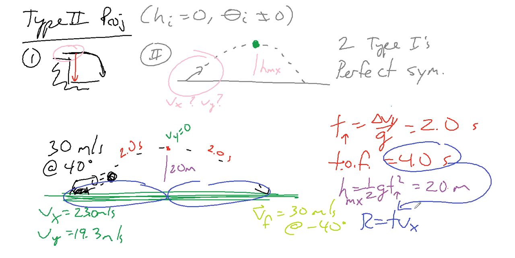So if I do that 4 seconds for my total time, times my Vx that I had at the beginning, which is like 23, I've got a range of 92 meters. So there's the total range for my projectile. Again, it's pretty much the exact same thing as a type 1, just got to double a couple things here and there, and that's it.